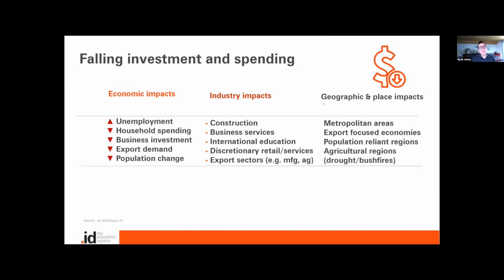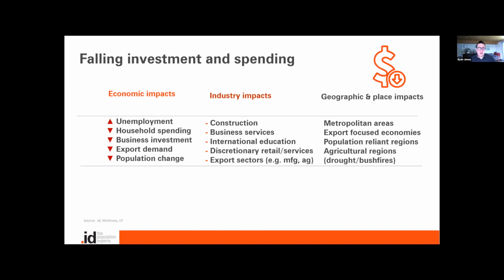Industry impacts in this, so as the effect of falling investment and spending, this is where we start to see construction decline. Business services, things like professional services, with falling investment, a lot of those advice-based businesses, accountants or architects, start to feel the pinch. International education is down. Anywhere with universities or tertiary education will be affected by that. Discretionary retail and exports, manufacturing, ag will be affected.